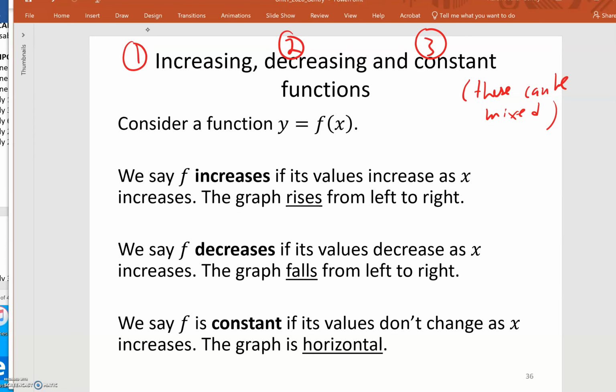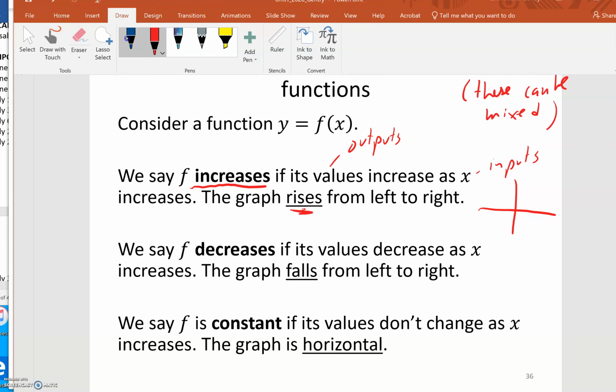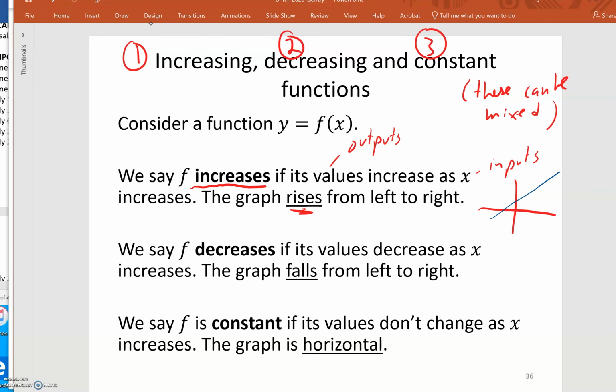So what do we mean exactly by this? Well, suppose we have a function y equals f of x. We say that f increases if its values increase. And when I say its values, I mean its outputs increase as x increases. So as the inputs increase, the graph rises from left to right. Pictorially, this would be something like this. As the inputs increase, the outputs increase.